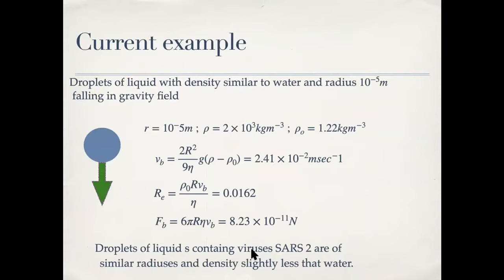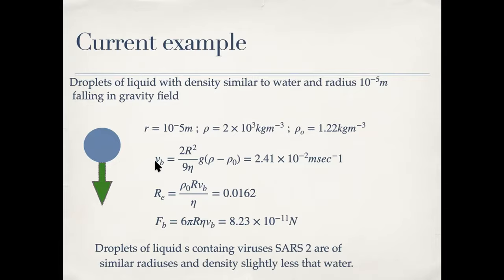So let's solve a current example. We consider a droplet of a liquid with a density similar to the density of water and a radius of 10 to the minus 5 meter, which is falling in a gravity field in the air. So the radius is 10 to the minus 5. The density, I assume, is slightly bigger than the density of the water, and the density of the water is given here.